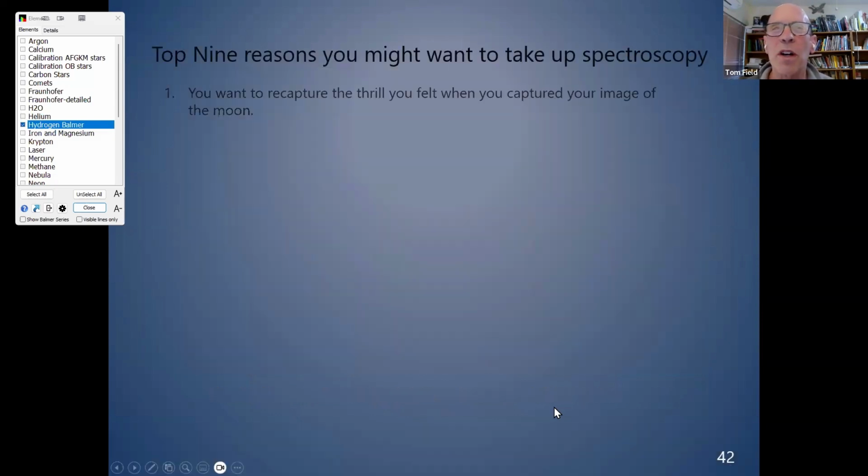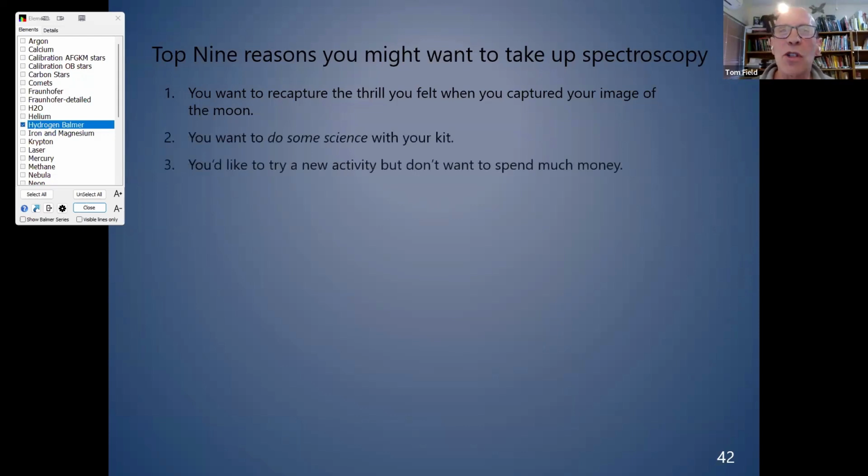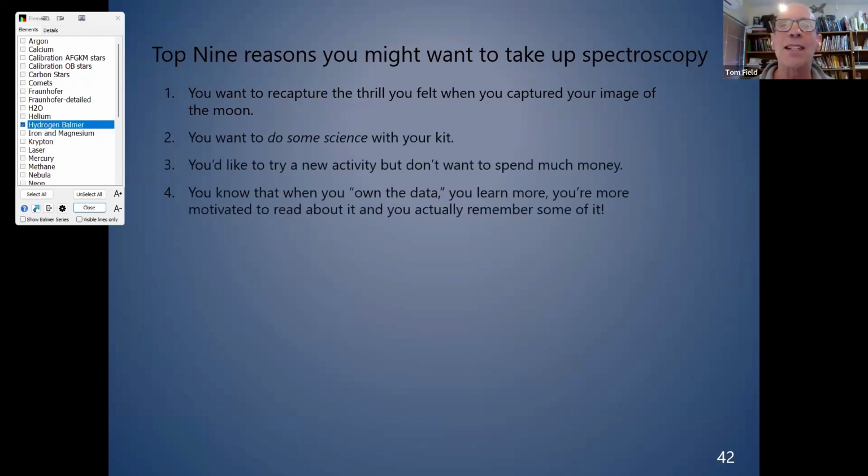So here's why you might want to do this. Remember the first image, if you're an imager, that you captured of the moon? If it was like mine, it was overexposed. It probably wasn't focused well, but it was still the most beautiful image that I'd ever seen of the moon. And I showed it to my wife and my friends and my coworkers. That's the kind of thrill that I was looking to recapture, and spectroscopy's done that for me. You get to do some science and it's not expensive.